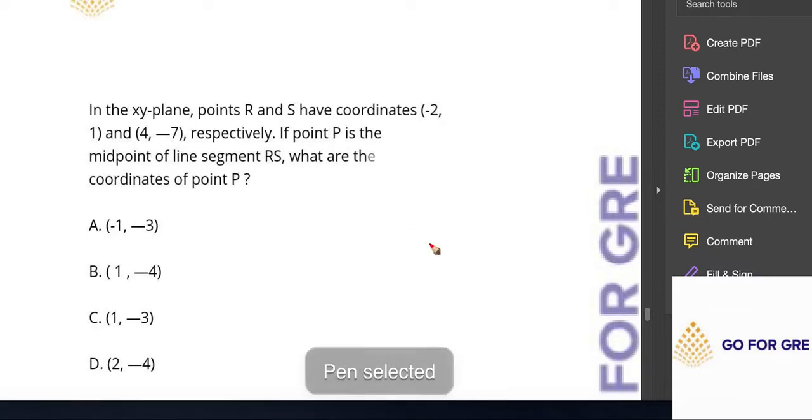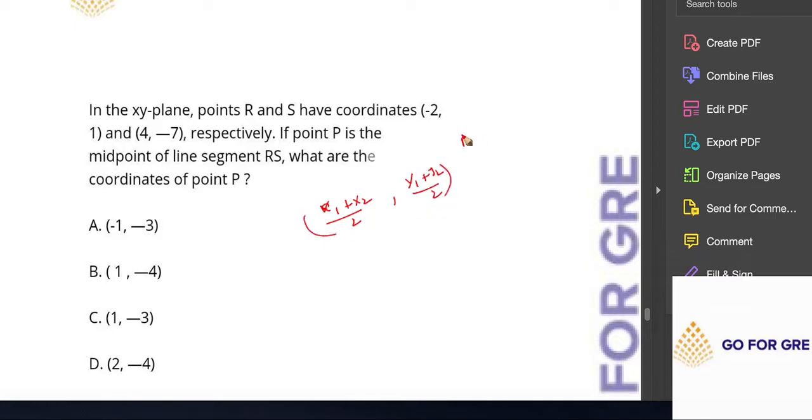This question is easy. In the xy plane, points R and S have coordinates minus 2, 1 and 4, minus 3. If point R is the midpoint, the midpoint is x1 plus x2 over 2, and y1 plus y2 over 2. So minus 2 plus 4 over 2, and 1 minus 7 over 2. So this is 2 over 2, and this is minus 6 over 2. So 1, minus 3. So it is C.